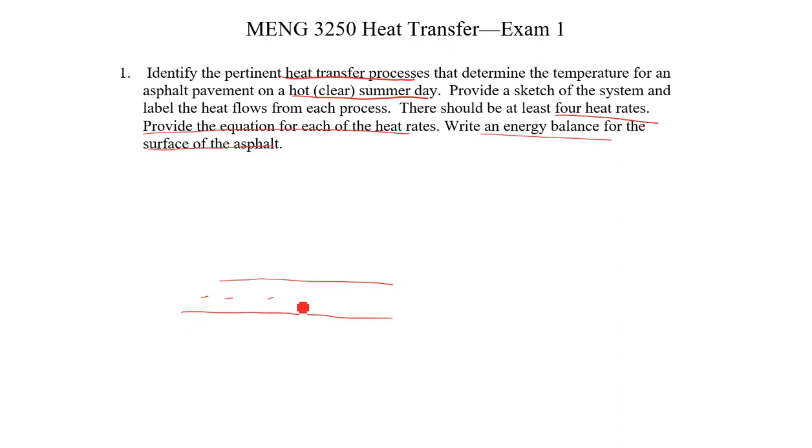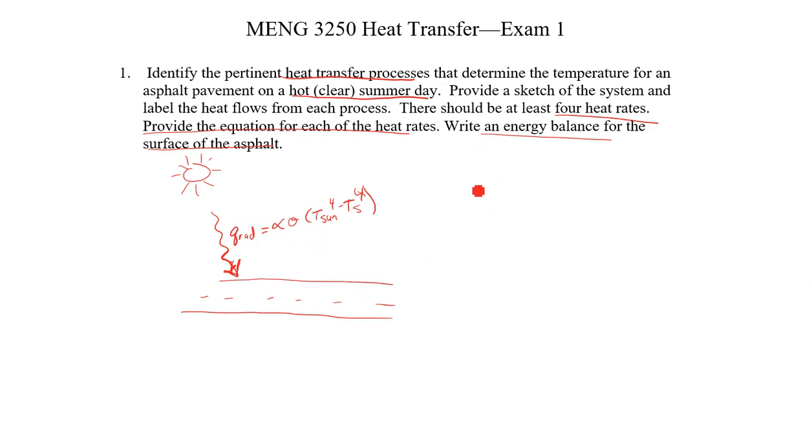So here's our road asphalt surface. Somewhere up here, got the sun beating down. So we got, oh, that one kind of got crazy. Q rad from the sun that gets absorbed into the asphalt equals alpha sigma T sun to the 4th minus T surface to the 4th. So that's one process.